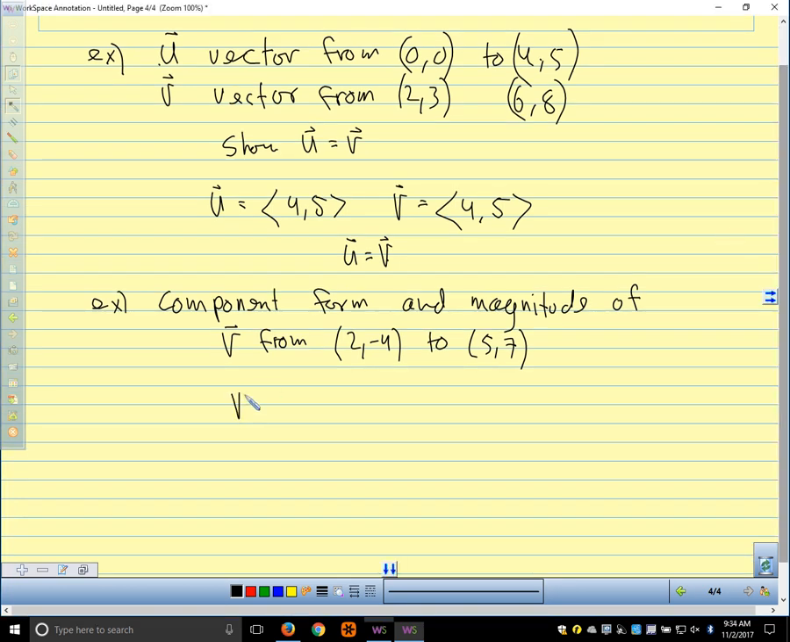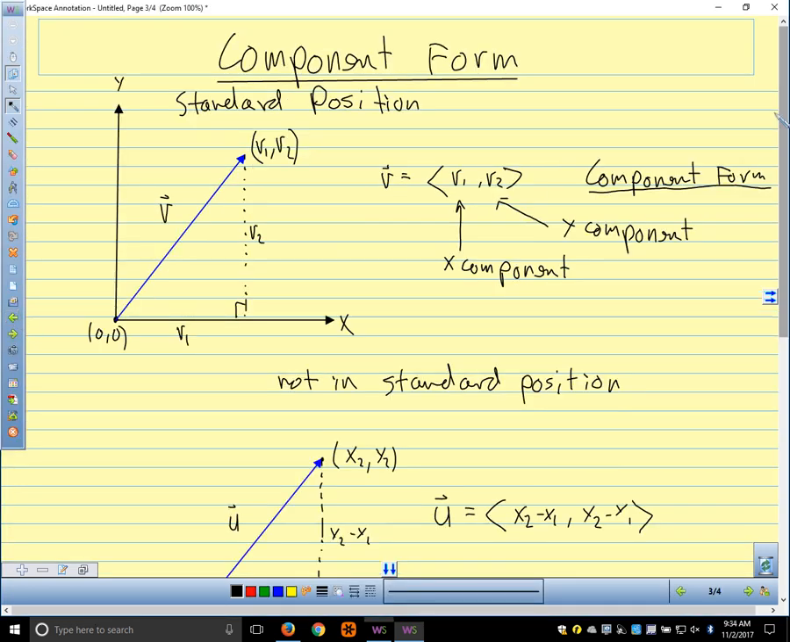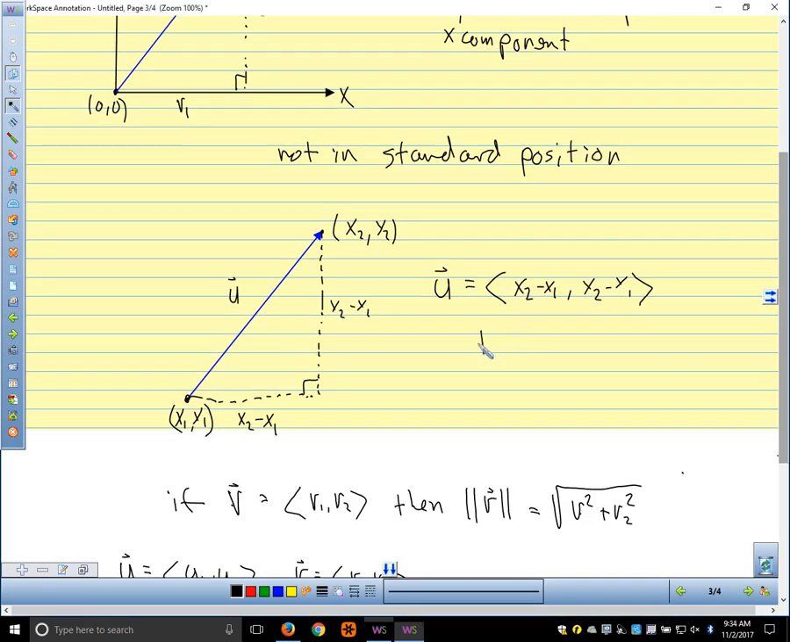Well, component form is easy. We just subtract. The way that I think of component form, and let me go back here really quickly. I forgot to make a note here. The way I think of this is terminal minus initial. To find our component form, we just take the components, the terminal point minus the initial point. So just a way to think about doing that.